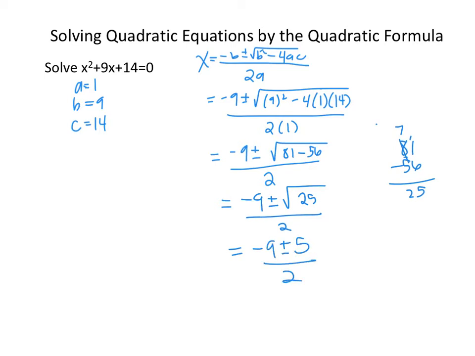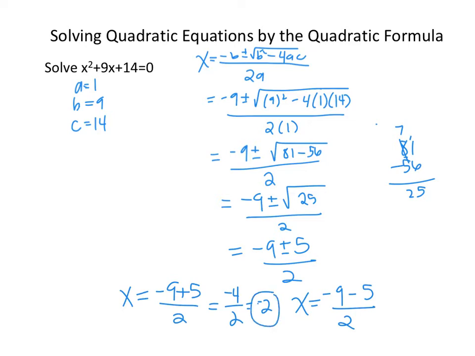From there, when I see this plus or minus, this basically tells me that I'm going to have two different answers. One is x equals negative 9 plus 5 over 2, and another answer is x equals negative 9 minus 5 over 2. So I'm just going to evaluate these both separately. Negative 9 plus 5 is negative 4 over 2, which is negative 2. So that's one of my answers. Over here, negative 9 minus 5 is negative 14, over 2 is negative 7. So I have two answers: negative 2 and negative 7.